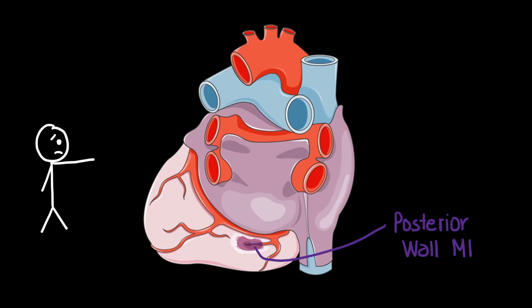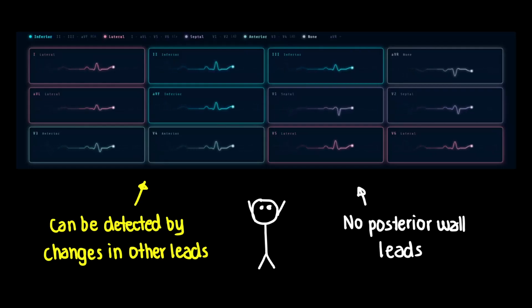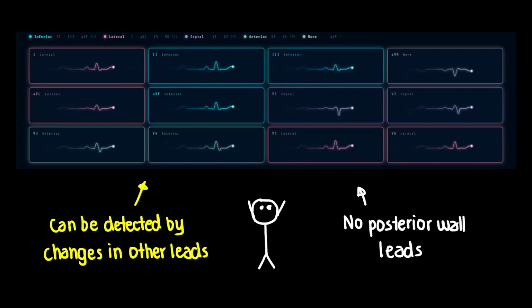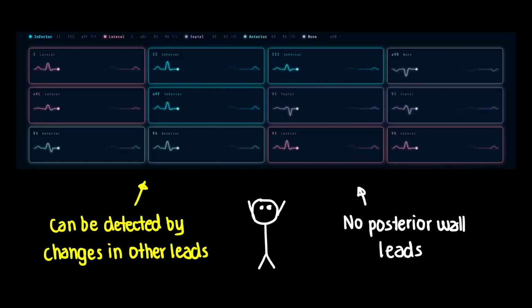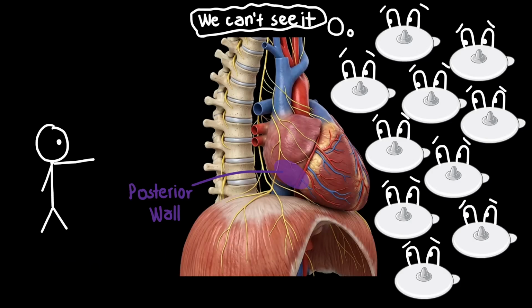A posterior MI, myocardial infarction or heart attack, can be completely missed if you only read what's in front of you. There are ways around this, indirect signs that appear in other leads when the posterior wall is in trouble. But that's a detailed conversation for later. For now, just remember this: the posterior wall exists and no lead directly watches it. That blind spot matters.